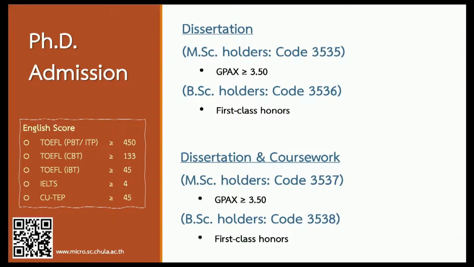For PhD admission, again, we have dissertation only and dissertation and coursework. And we are accepting applicants from both bachelor degree holders and master degree holders. But the requirement is different. If you graduate with a bachelor degree, you have to graduate with first class honor. But for master degree, you have to have the minimum GPA 3.5 from full-scale score grading. And you have to submit English score too.